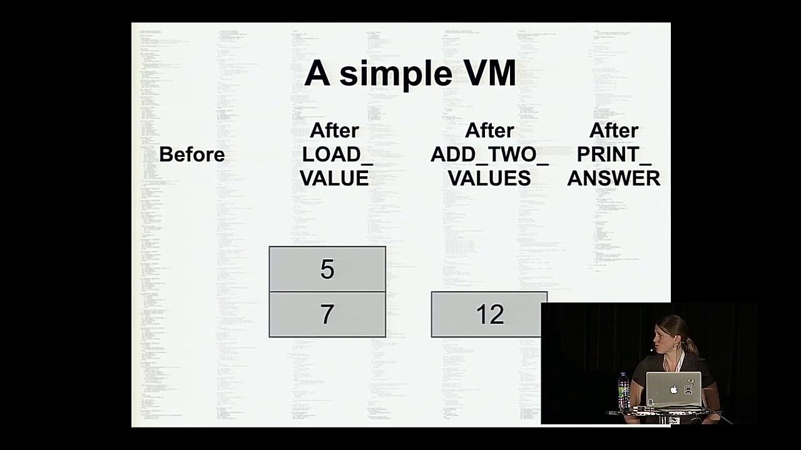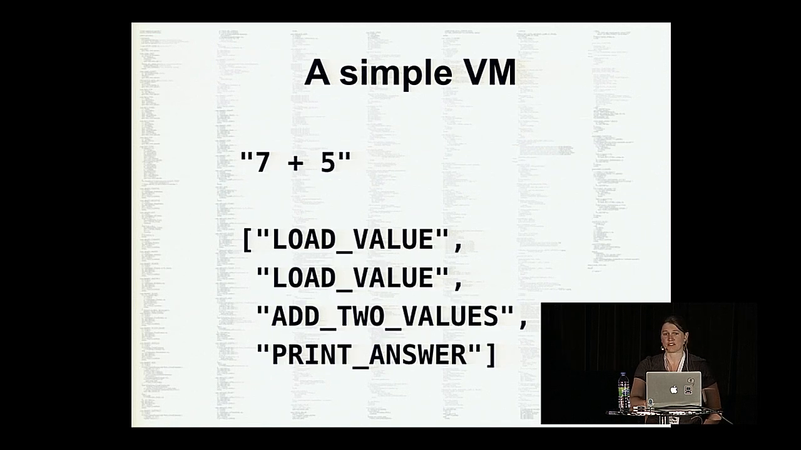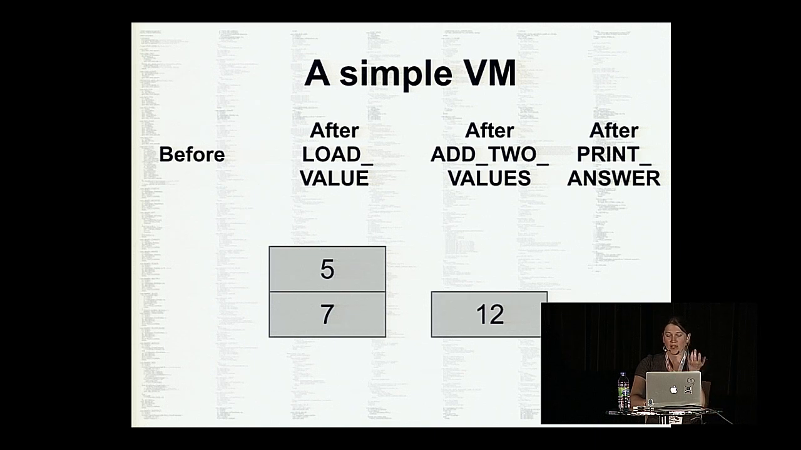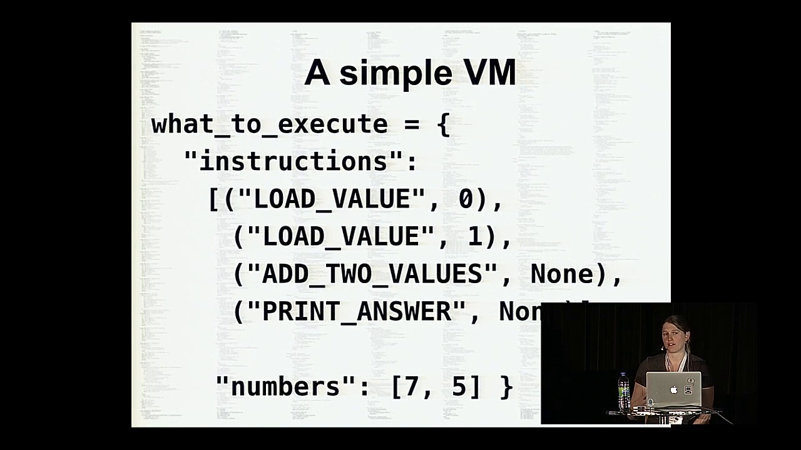So the next question is, where do these numbers come from? In our example of the instructions, it just says load value, but it doesn't say what value to load. So we have to tell the interpreter that. So let's expand our instructions a little bit. Instead of having just a list of instructions, we'll have this dictionary, which we'll call what to execute. There are 2 pieces, the instructions themselves, and then the numbers, which we'll also need. And we also need to link each number to the correct instruction. So load value the first time should load the first number, and then the second time will load the second number.